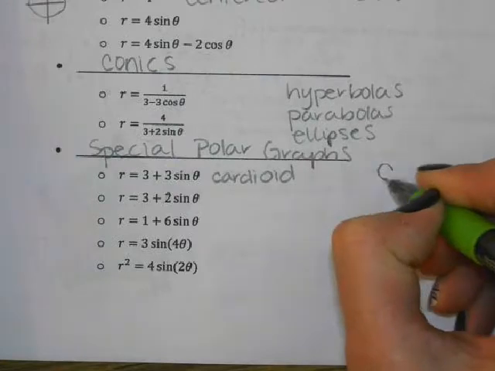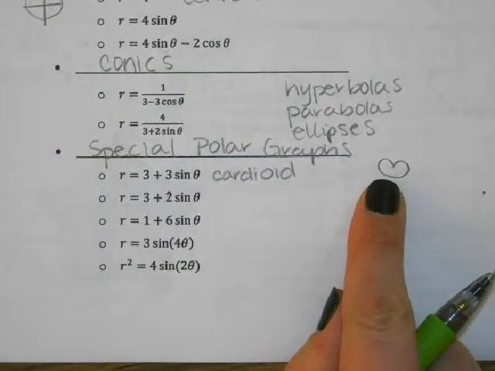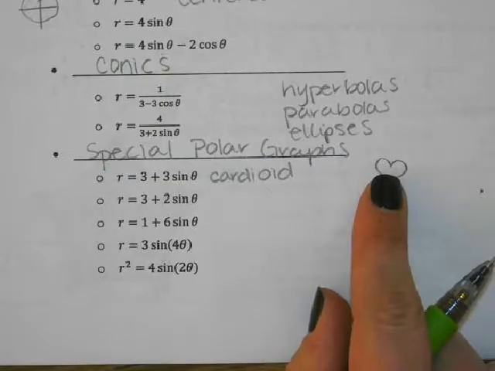They look like this. So, loosely heart shaped. They're mostly called hearts because they have that dimple where it inverts.